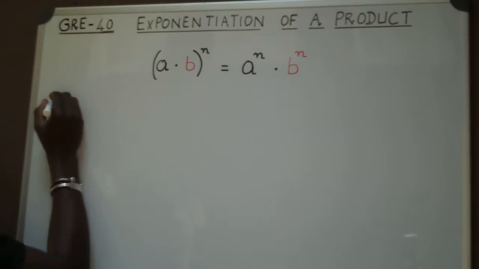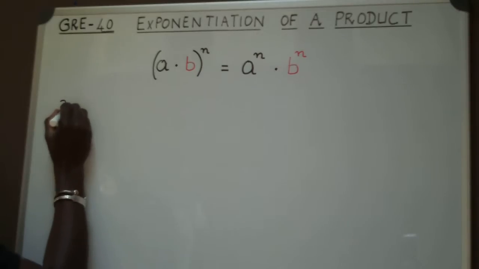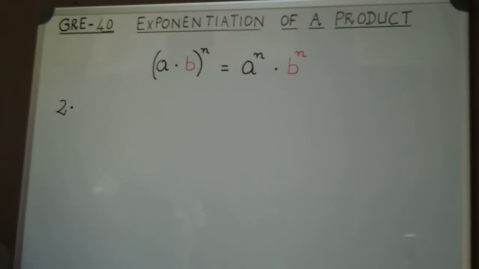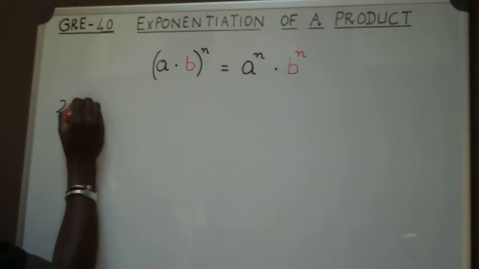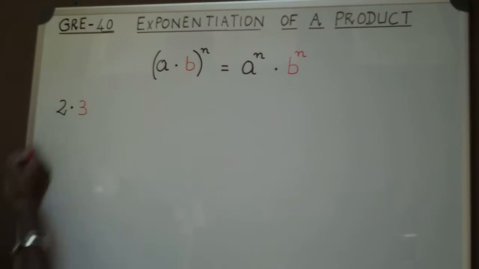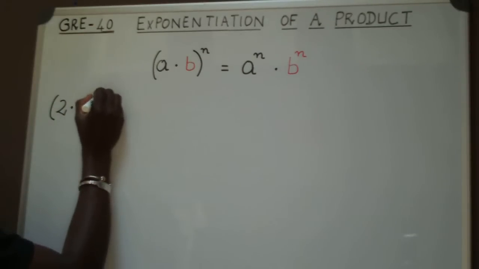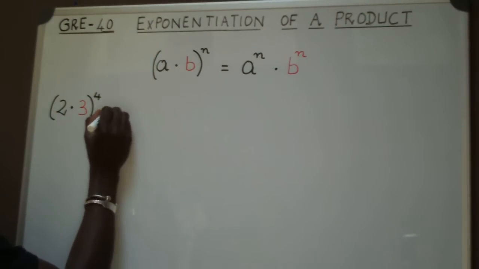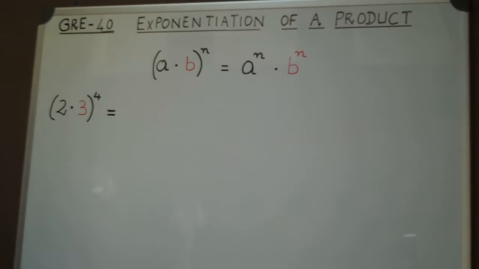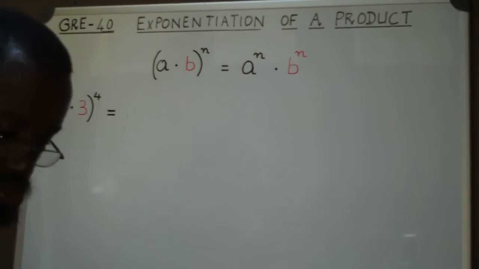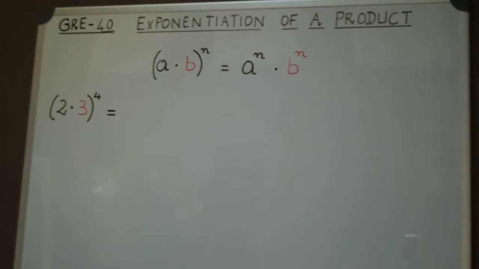Suppose I give you the product 2 multiplied by 3, and I want to raise this product to the exponent 4. What is this equal to? Well, in order to answer this question, I'm going to apply the definition of exponentiation.